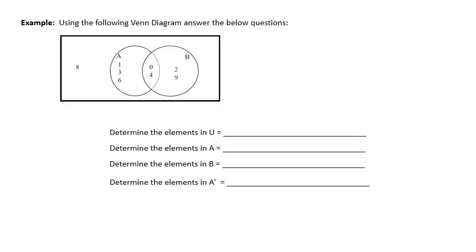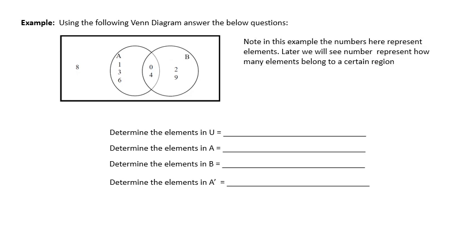Using the following Venn diagram, answer the below questions. So you should pause the video, attempt to answer the following, and then play the video. Keep in mind that in this example, the numbers here represent elements. Later on, we will see the number could represent how many elements belong to a certain region. So once again, the context of the problem is important to understand. Here, we're talking elements, okay? Notice you have a bunch of numbers, all right?